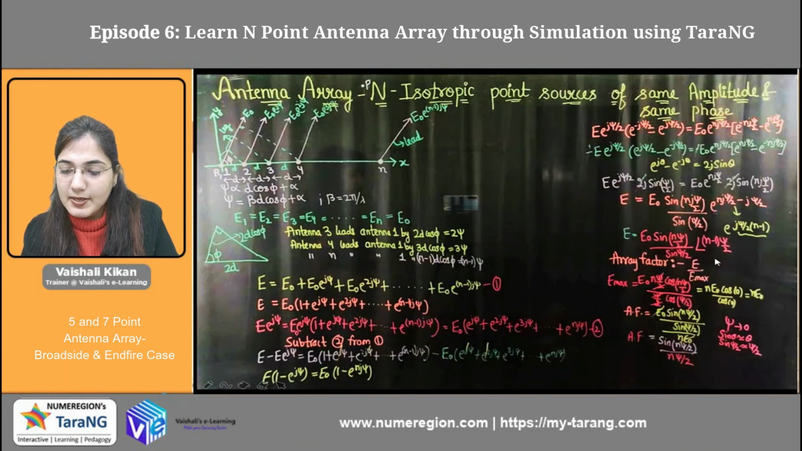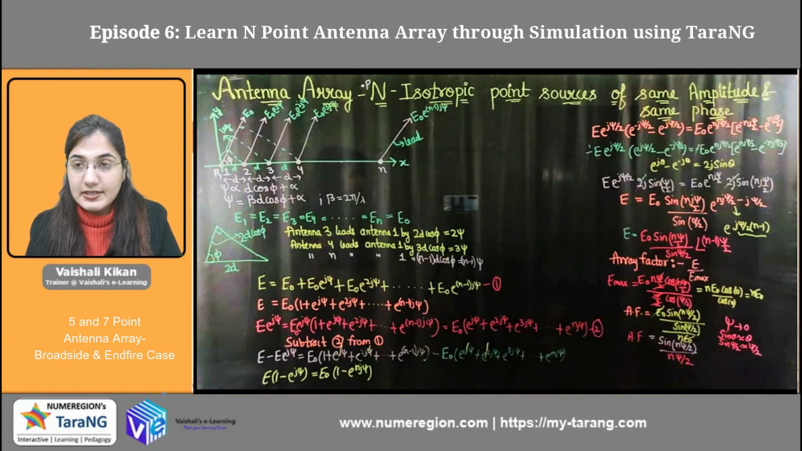Right, so array factor will be equal to E upon E max. So maximum electric field, I am going to find out with the help of limits. I am going to find out E max as n E naught. So when I am dividing it with n E naught, the array factor is going to come out as sine n psi by 2 upon n sine psi by 2. Now I am going to take sine theta is nearly equal to theta when theta is very small. So in that case, sine theta is nearly equal to theta. Only this assumption is used and the array factor will be sine n psi by 2 upon n psi by 2.